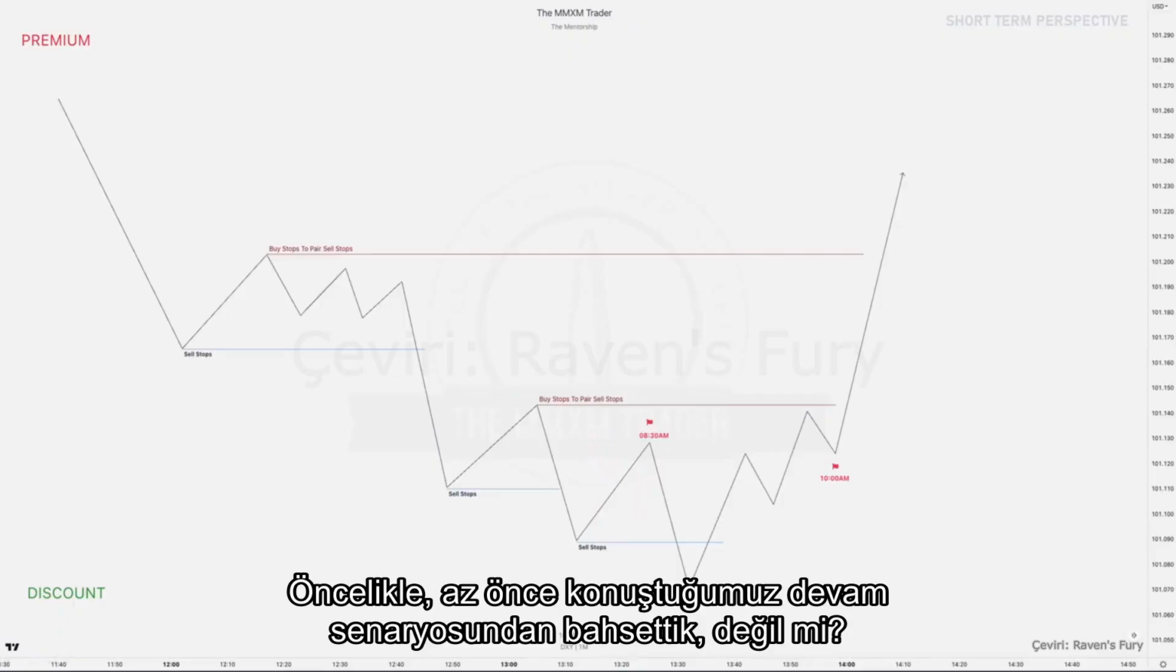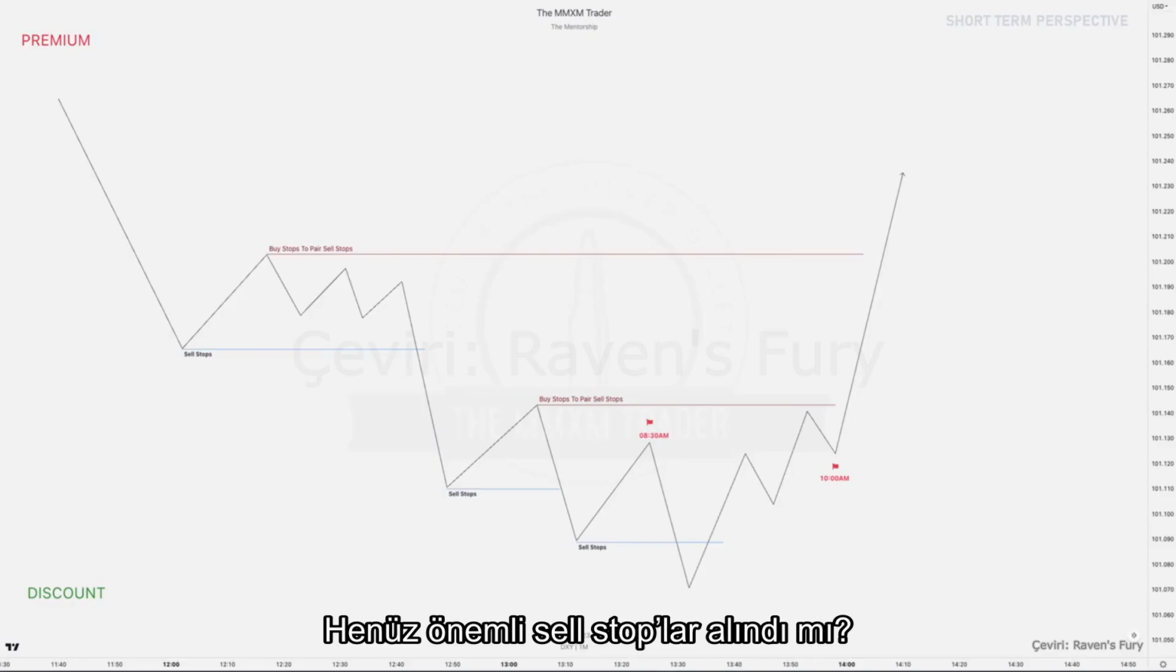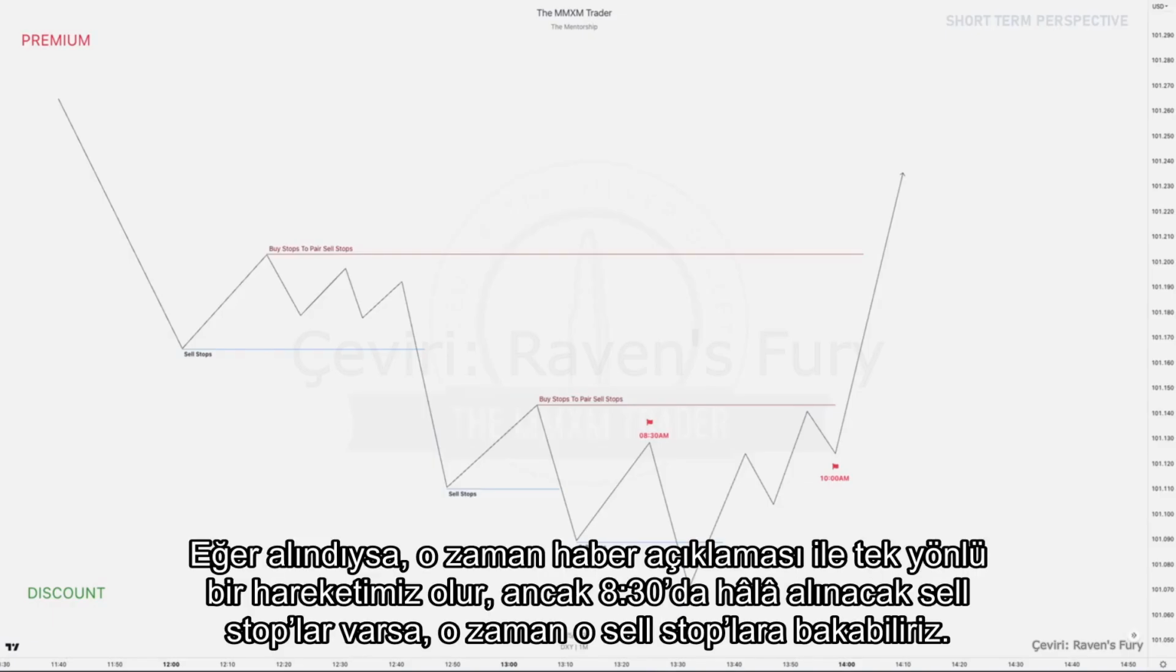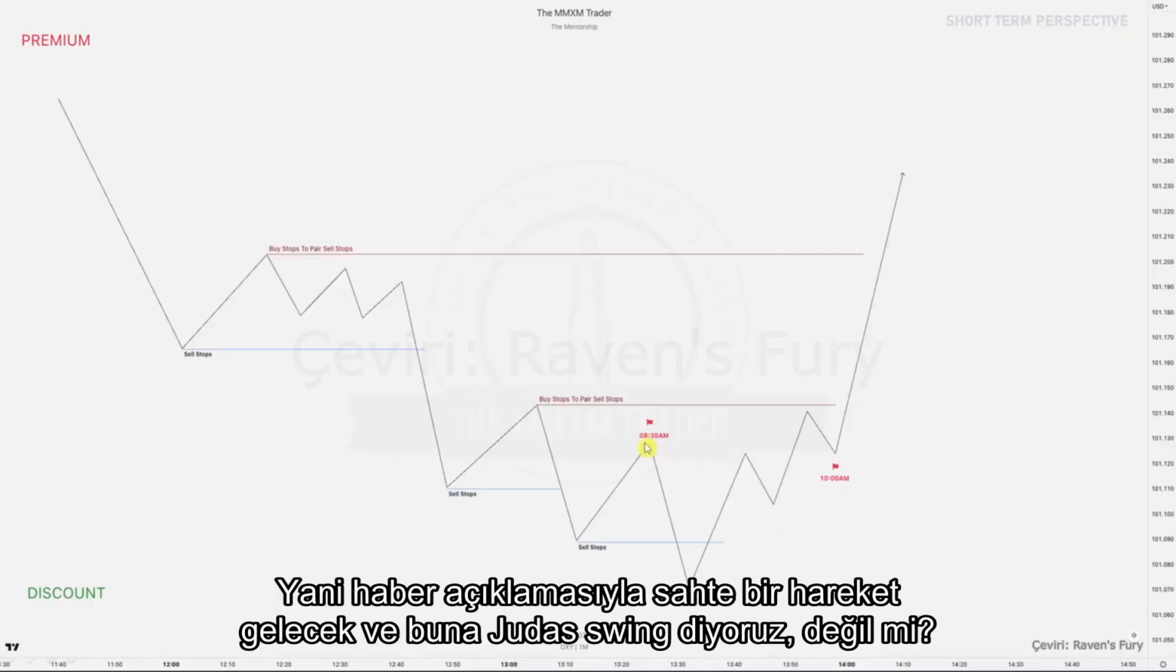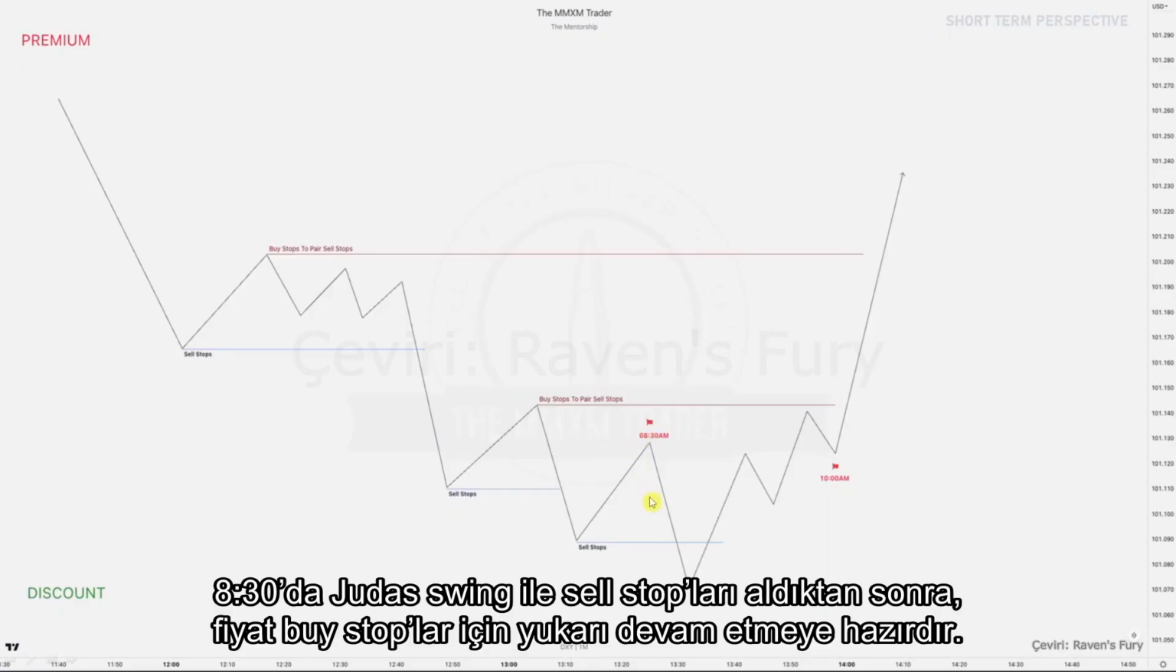So first of all, we talked about that continuation scenario, right? Have significant sell stops been taken yet? If yes, then we have a one-sided direction with the news release. But at 8:30 if there are still sell stops to be taken, then we can look for those sell stops. So there will be a fake move coming up with the news release, and we call that the Judas swing, right? So with 8:30 having a Judas swing, taking out sell stops, and then it's ready to continue up for those buy stops.